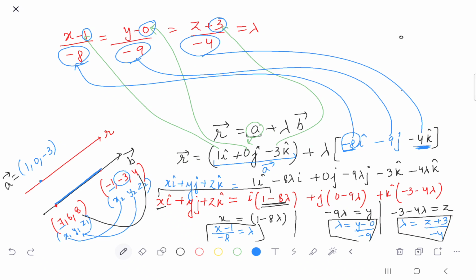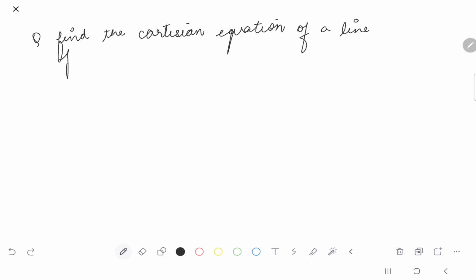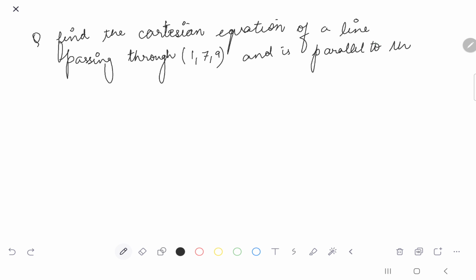So what exactly am I trying to tell you? I am trying to tell you that when you have this particular equation, going forward, if I give you this particular question where I say, find the Cartesian equation of a line passing through 1 comma 7 comma 9 and is parallel to the line 3i cap minus 6j cap minus 4k cap.